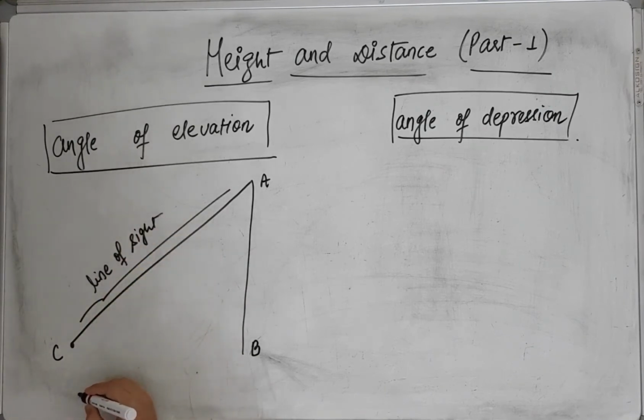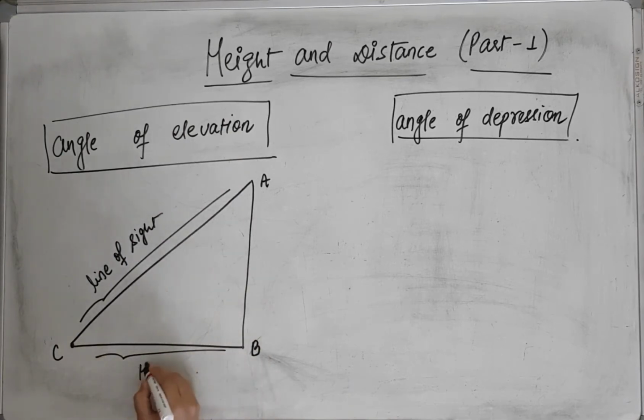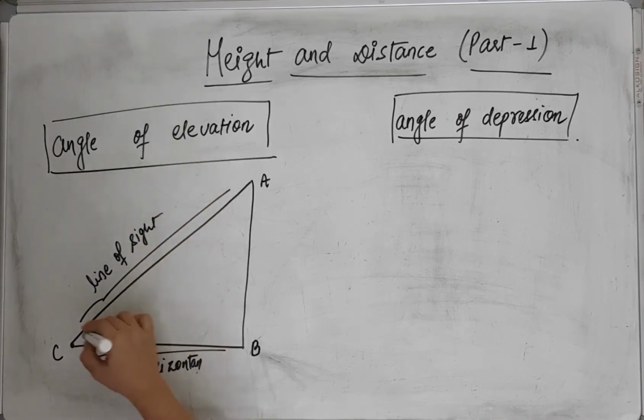Now when he is seeing this object, this line with the base of this is called horizontal. So the angle which is made by line of sight with horizontal, this angle is called what? Angle of elevation. So here this theta is the angle of elevation.